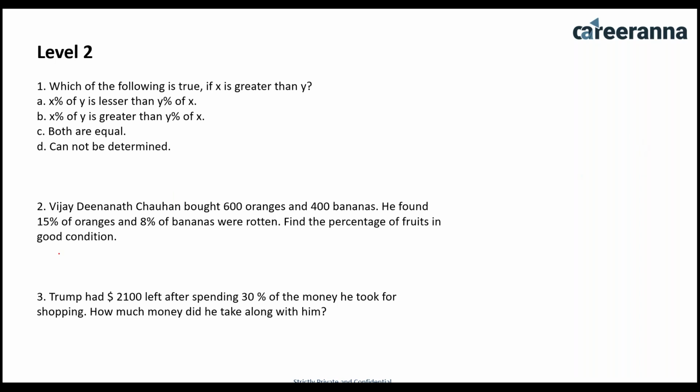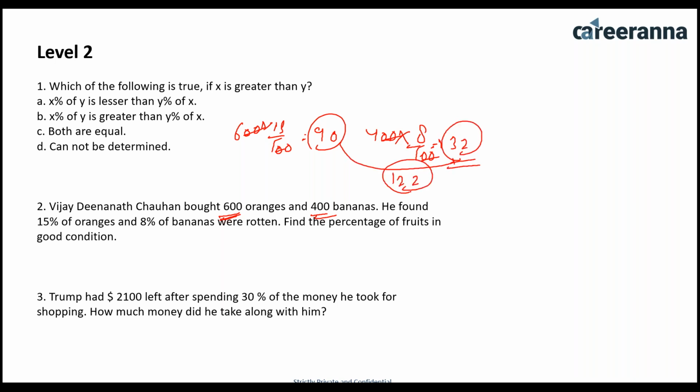Okay. Let me explain this question again. Don't worry. 15% of this number: 600 multiplied by 15 divided by 100. 15 multiplied by 6 is 90. Then 400 multiplied by 8 divided by 100 is 32. So 90 plus 32 is 122. If I remove 122 out of 1000, it is 878. Is it clear to all? Sanket, do you understand it? Yes.